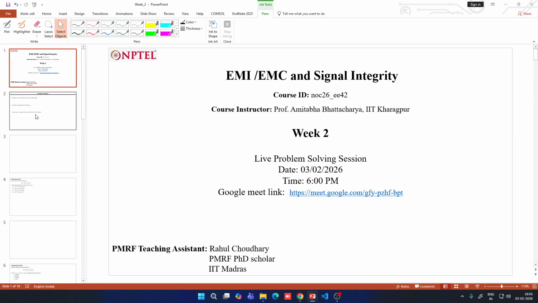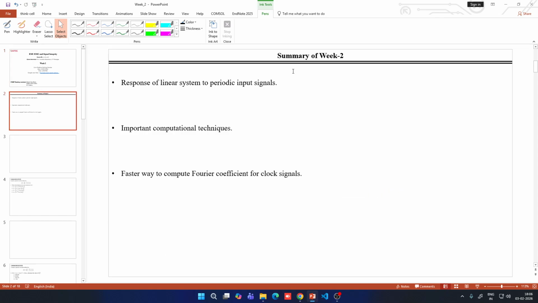Okay. Those who have joined right now, this is a live problem solving session for the course EMI, EMC, and Signal Integrity. This is for week 2. We'll start with a brief summary of what has been covered in this week. Lecture 6 started with the response of linear system to periodic input signals.